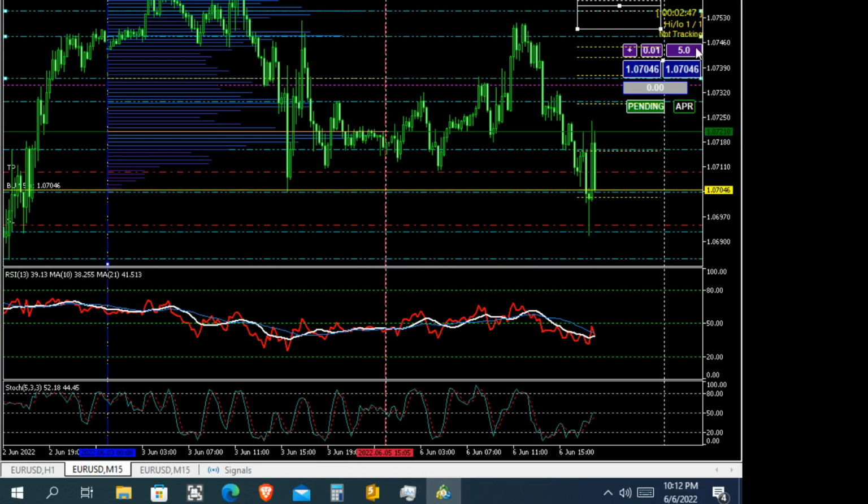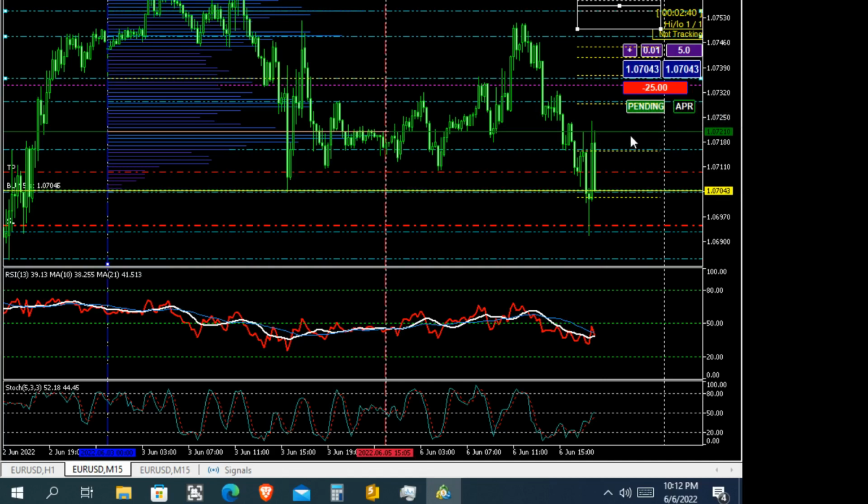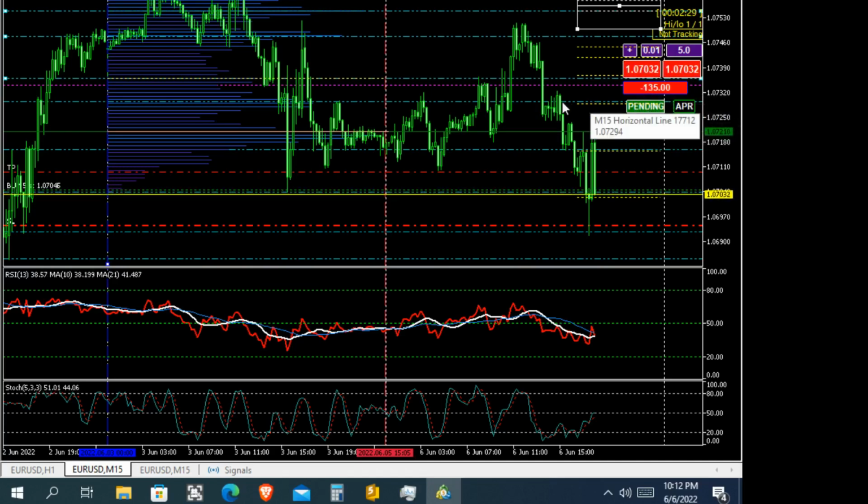Ooh, I entered a trade accidentally. Now let's see here. So right here, this is what I have going on. This is telling me right now I'm at a loss. I entered a trade not knowing what I was doing because I was trying to deselect these lines right here, and I ended up getting into a trade.